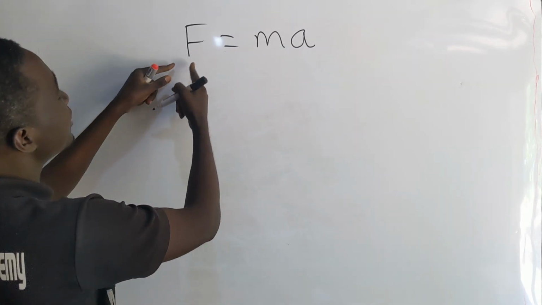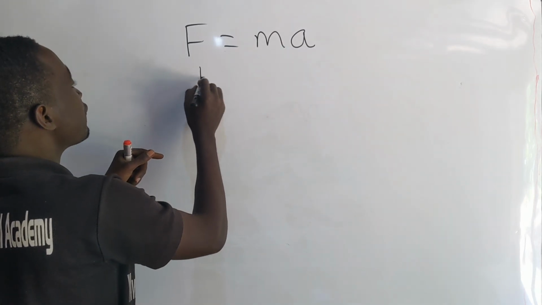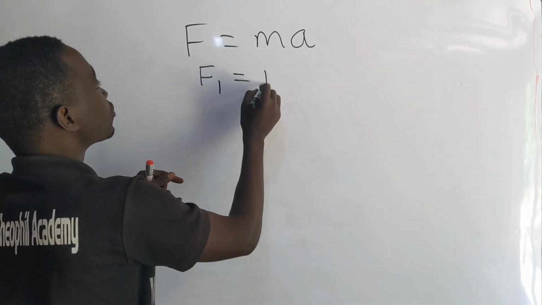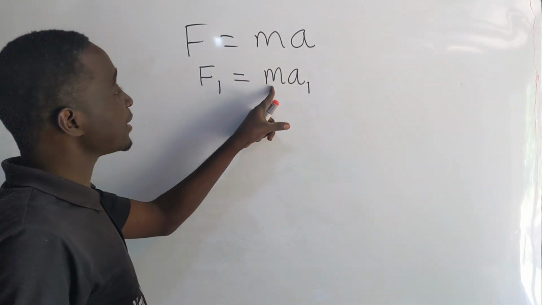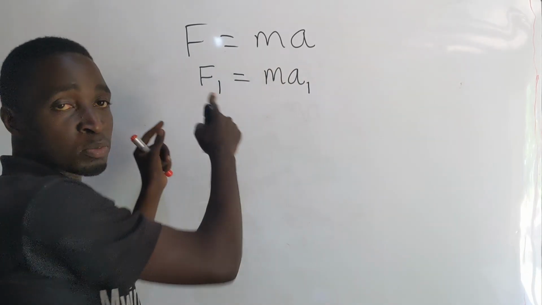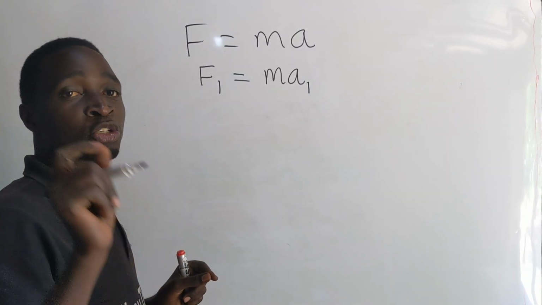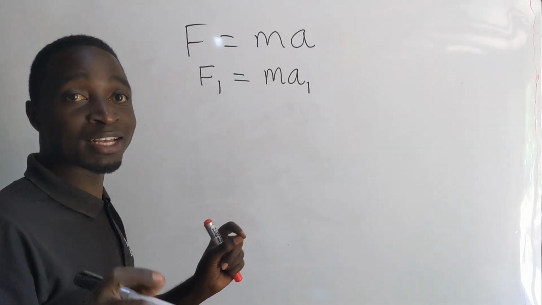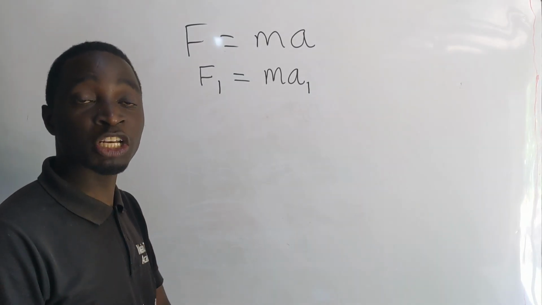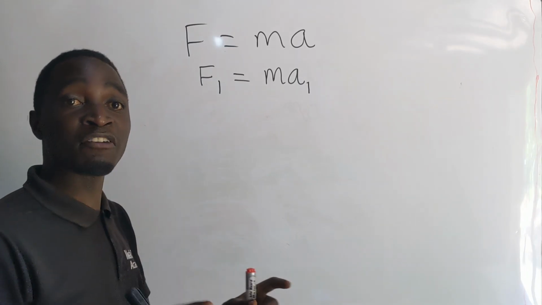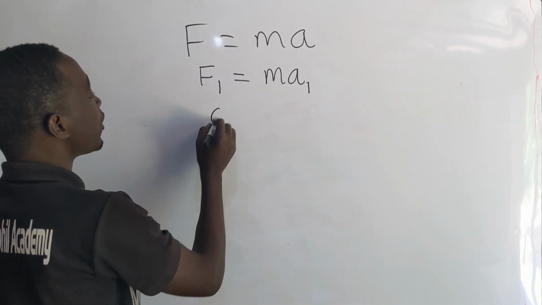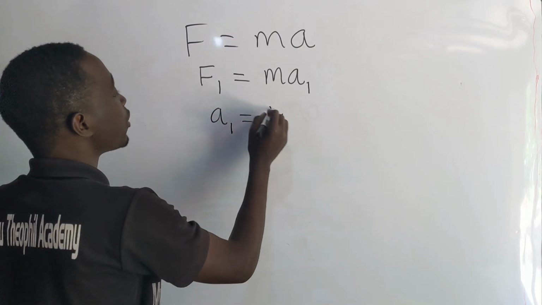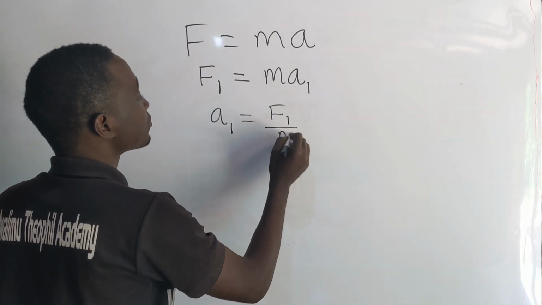Now, let's take this as F1, that is equal to mass times acceleration 1. But remember, mass is constant. It means that this observation should be made while keeping the mass constant. That's why in our demonstration here, I've used two bodies having the same masses. Now, here, acceleration 1 will be equal to force 1 over mass.